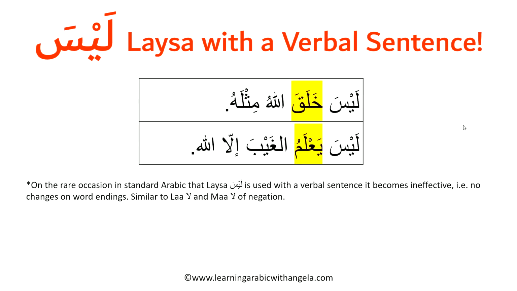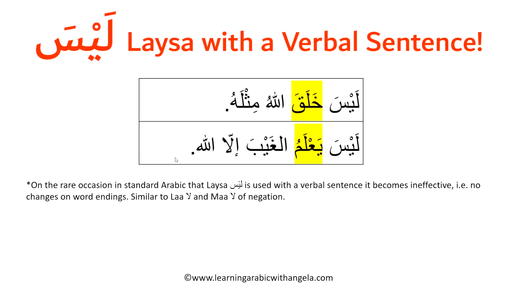And very rarely, but I just wanted to leave this extra piece of information. You can come across Laysa with a verbal sentence, but that is on the rare side of things, but never say never. So Laysa خلق الله مثله. So never has, or God has not created like him. Laysa خلق الله مثله. ليس يعلم الغيب إلا الله. No one knows al-ghayb, that is, what we can't foresee, the future, except for Allah.